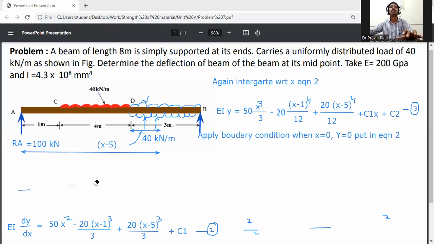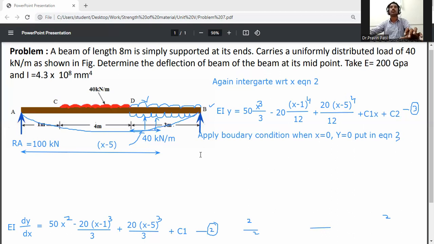Put in equation number 3. Here, this one is equation number 3. Due to external loading, the beam will deflect in that way. So the deflection at A and B will always be 0. Keep in mind, deflection at A and B will be 0. So when x is equal to 0, y is also 0.